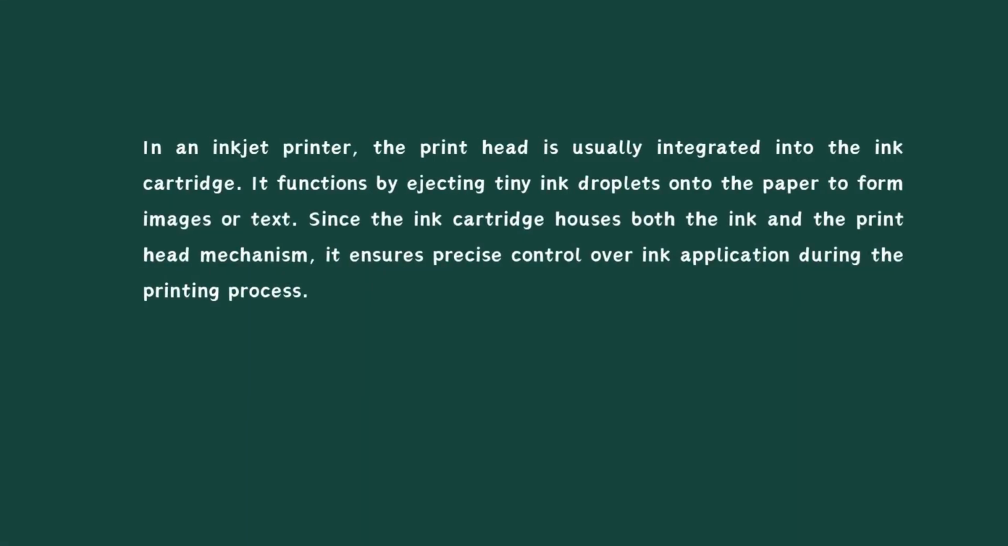In an inkjet printer, the printhead is usually integrated into the ink cartridge. It functions by ejecting tiny ink droplets onto the paper to form images or text. Since the ink cartridge houses both the ink and the printhead mechanism, it ensures precise control over ink application during the printing process.